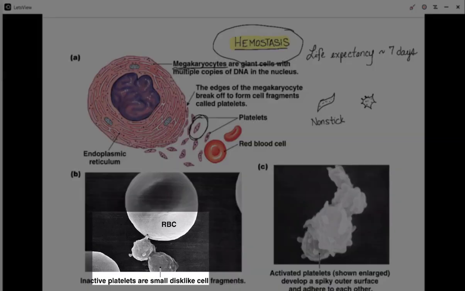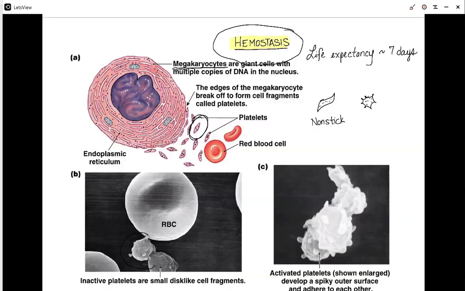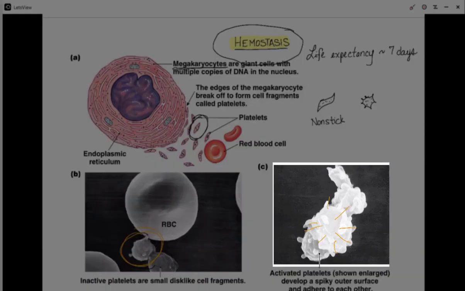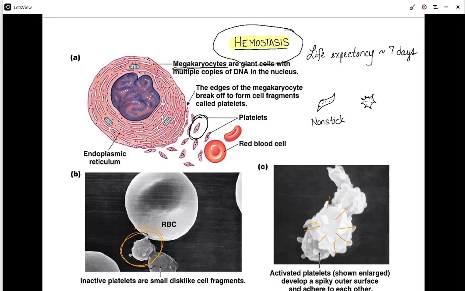And so you can see here, this is the non-sticky form. Non-sticky, and then you can see the little spikes in the sticky form. So sticky platelets have a tendency to, you'll never guess, stick together like this, where non-sticky platelets do not stick together.